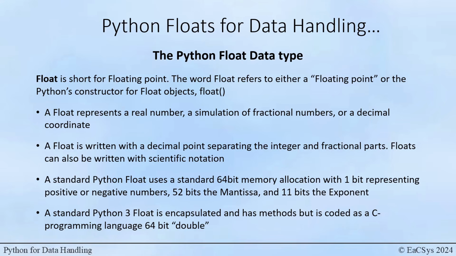Floats are a fundamental data type in Python, and a Python float is defined as a native Python object and abbreviated as a float. Digitally speaking, a float is an abbreviation for the concept of a floating point or a reference to the Python float constructor function that creates Python floats. A floating point is a way of simulating some fractional numbers or a way to define numeric coordinates.